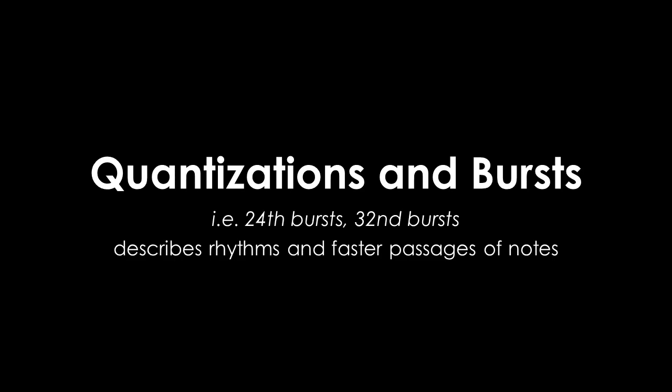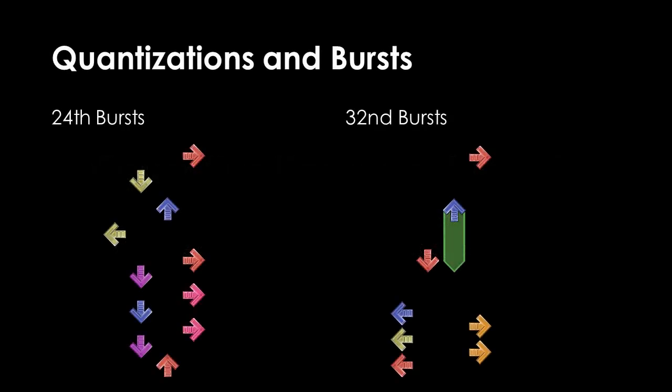A chart that references a specific quantization means that the rhythm appears in the chart in a meaningful way that the step artist wanted you to know beforehand. Bursts are self-explanatory in that it describes when a chart has a burst of notes that's notably faster than what came before it. Bursts can often be paired with quantization values to describe at what speed the bursts are, such as 24th bursts or 32nd bursts.